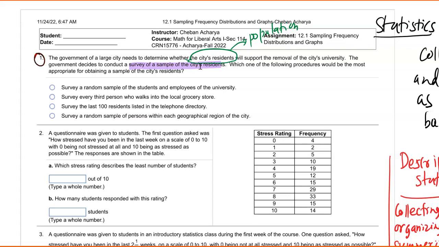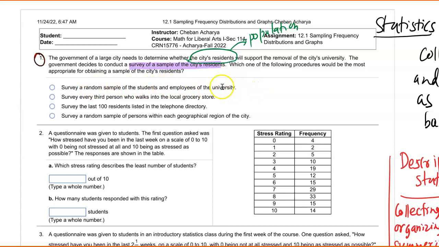Because you cannot survey every person in the city, we have to draw a sample. The question is, which one of the following procedures would be the most appropriate for obtaining a sample of the city residents? Number 1. Survey a random sample of students and employees within the university.